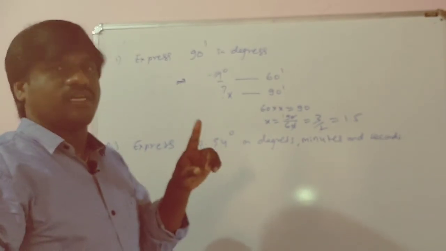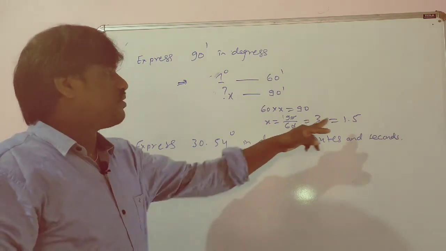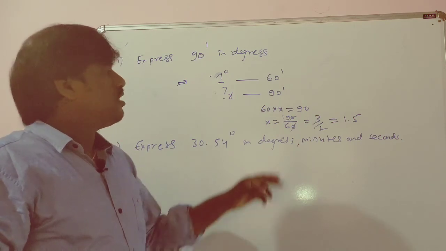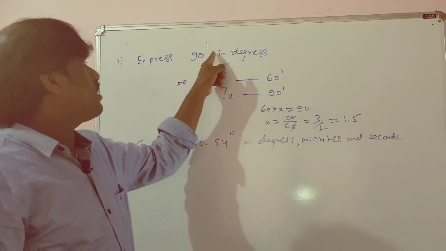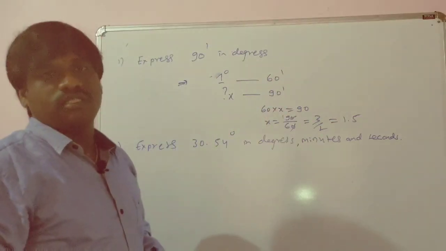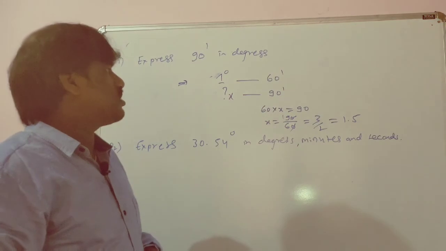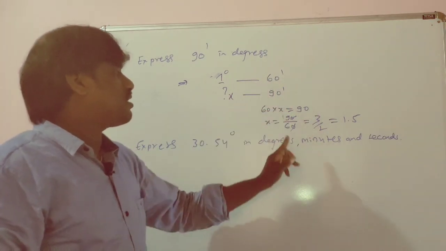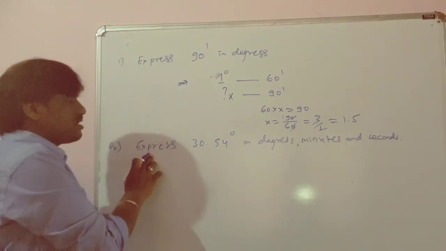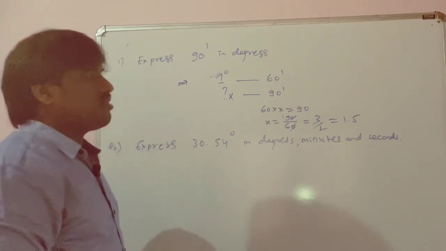You know that 1 degree is 60 minutes. Then 1.5 will be how much? 90, right? Because if you take half of 60, that will be 30, and 60 plus 30 is 90. So if I want to find 90 seconds is equal to how many degrees, then 1 degree is equal to 60 seconds. Then how many degrees is equal to 90 seconds? Doing cross multiplication, 60 into x is equal to 90, then the x value you got is 3 by 2, that is 1.5 degrees.